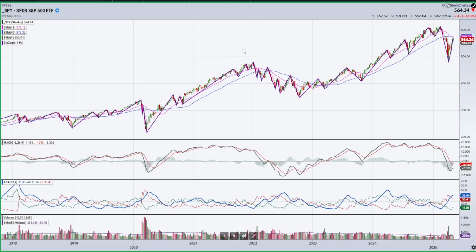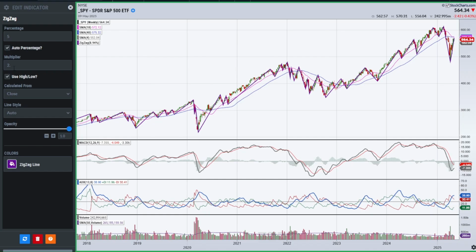Okay, so anyone who's been following this channel for any length of time knows that I like to use the indices for examples, and I also like to use the Zig Zag Indicator. Let me just show you this real quickly. I'm using StockCharts ACP. I've got the zigzag set to auto percentage. That's very important. It's set to 5 with a multiplier of 2 using the high-low.